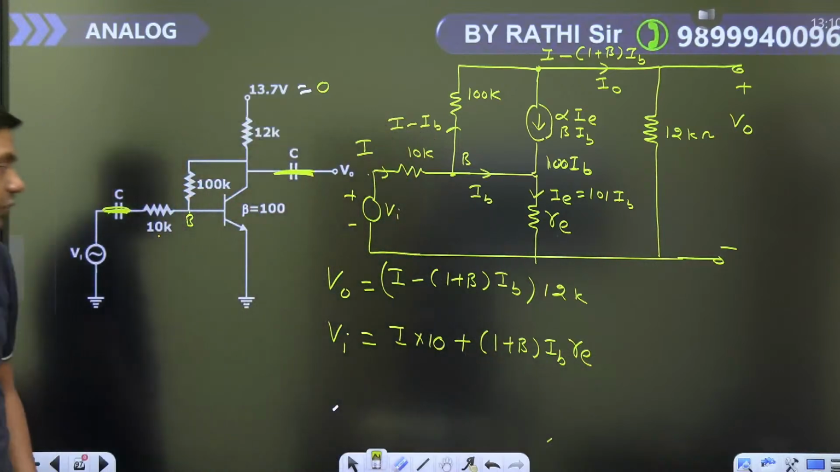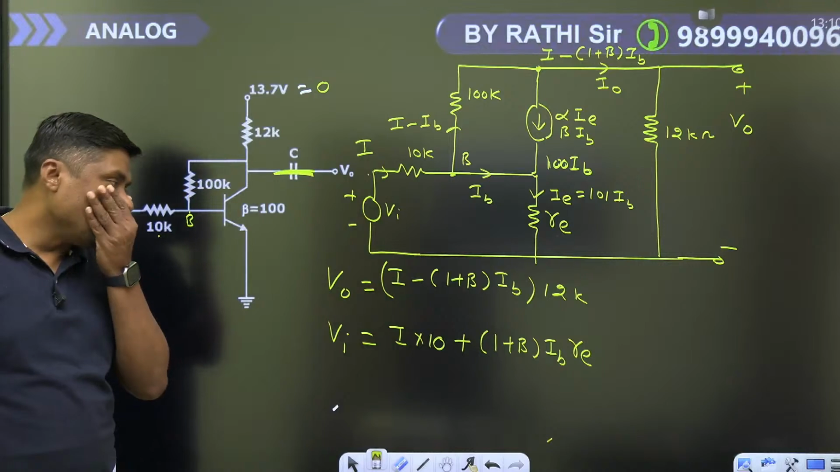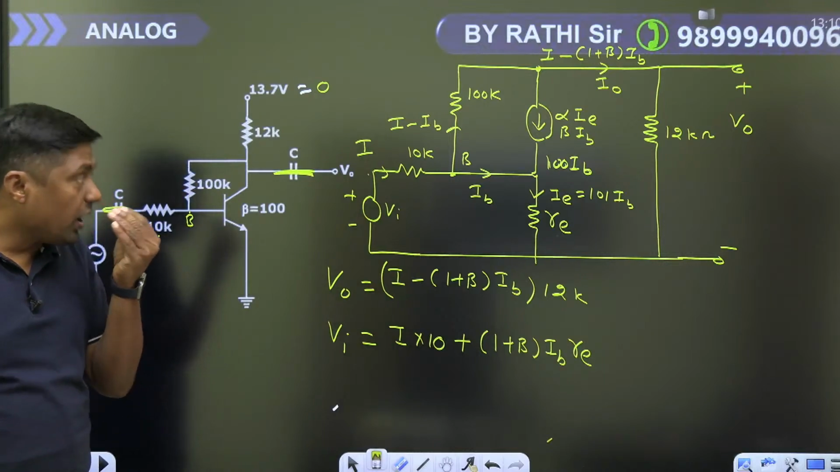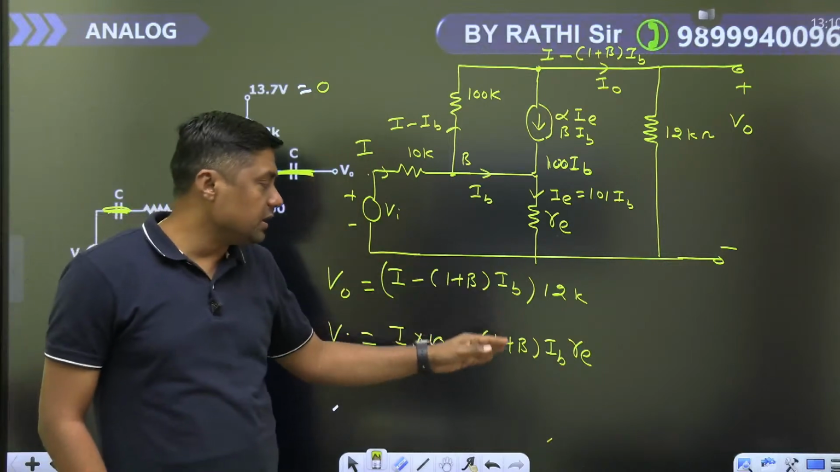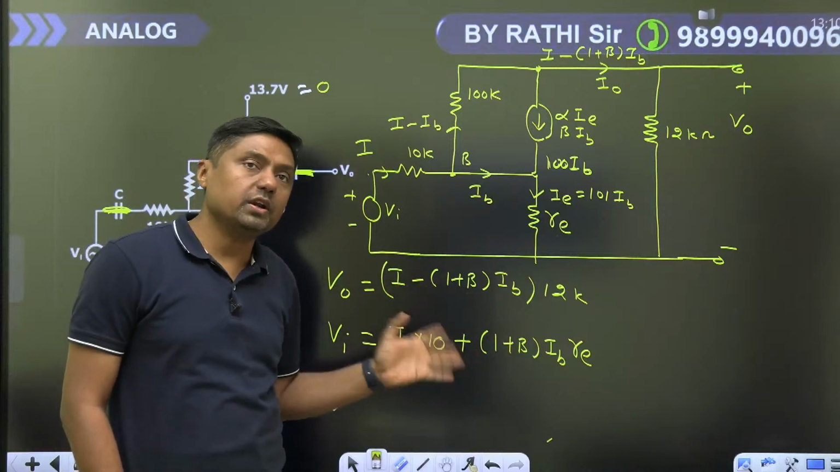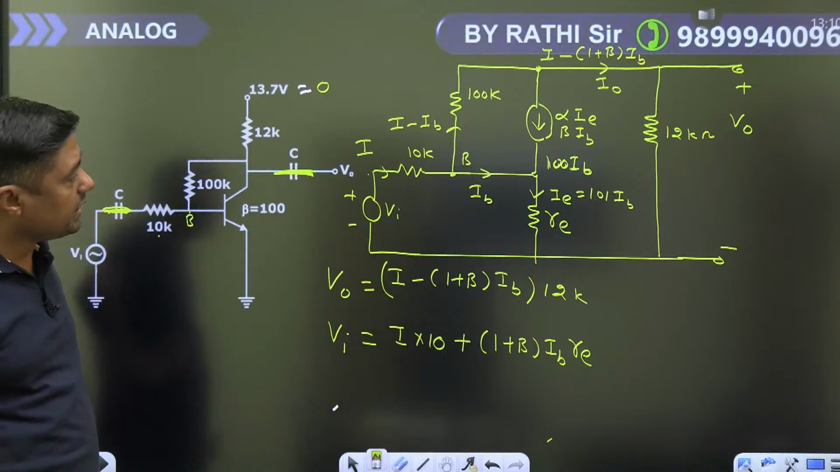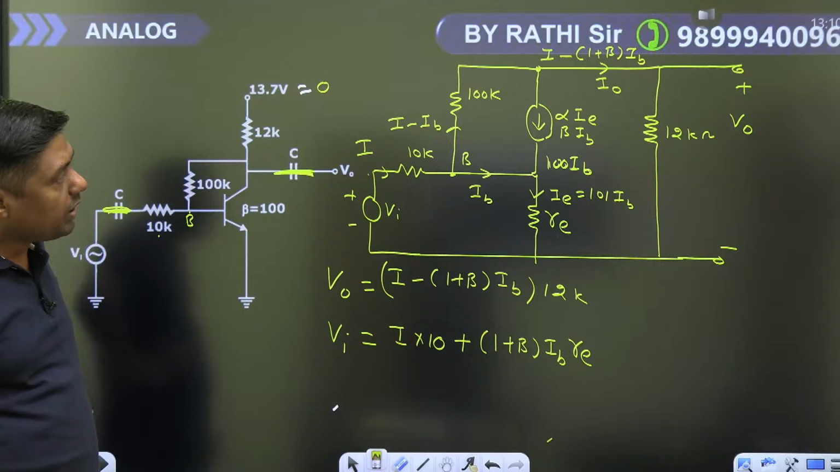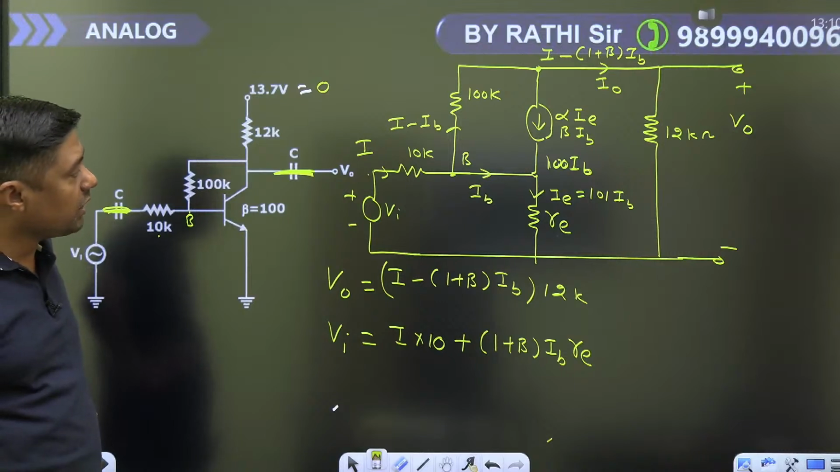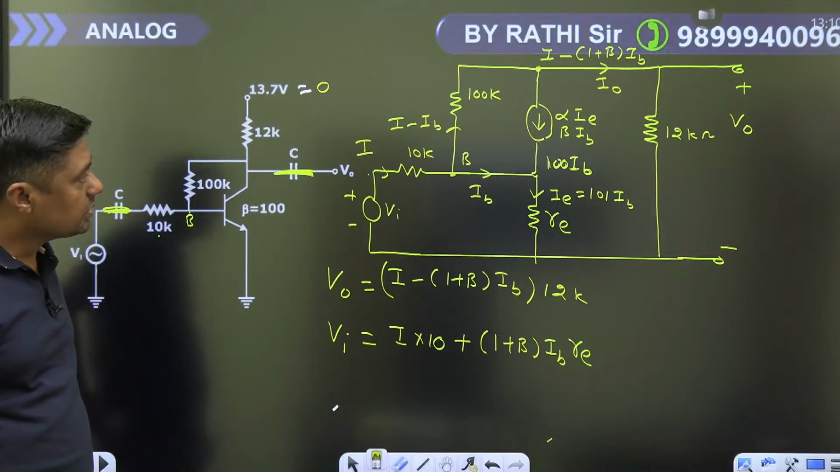Right. Now V0 upon Vi you have to find. But how can we cancel out? You have to find the IB in terms of I, so that you will get the common term. How can we get the relation between IB and I? You have to write one KVL here. Where can we write the KVL so that we get the relation between IB and I? So yes, you can write the KVL.